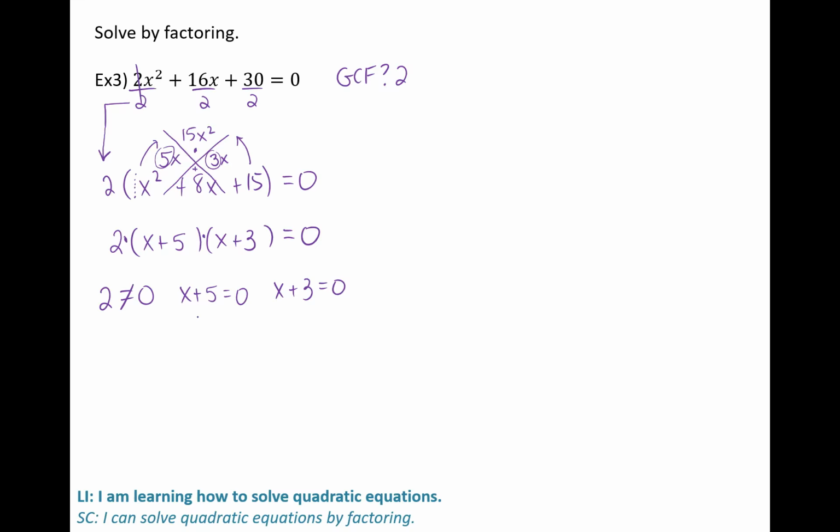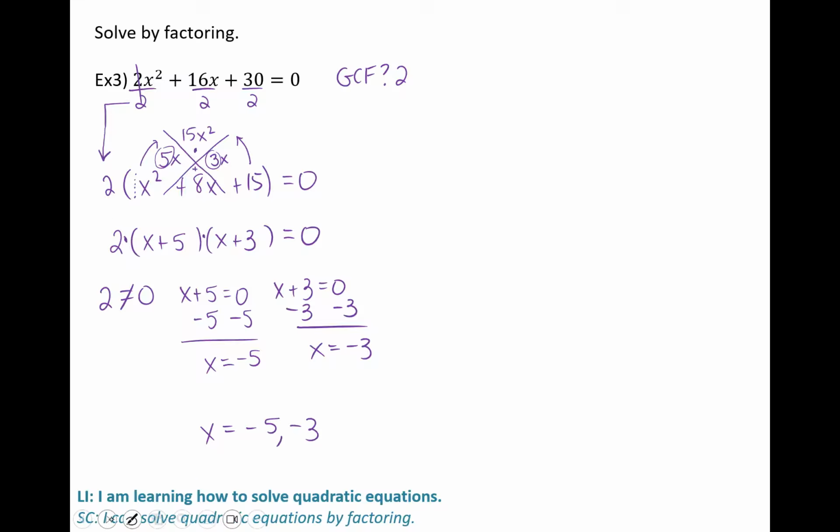So here I would subtract 5 from both sides, and I get x equals negative 5. And then on this one, subtract 3 from both sides, and I get x equals negative 3. So final answer, x equals negative 5 and negative 3.